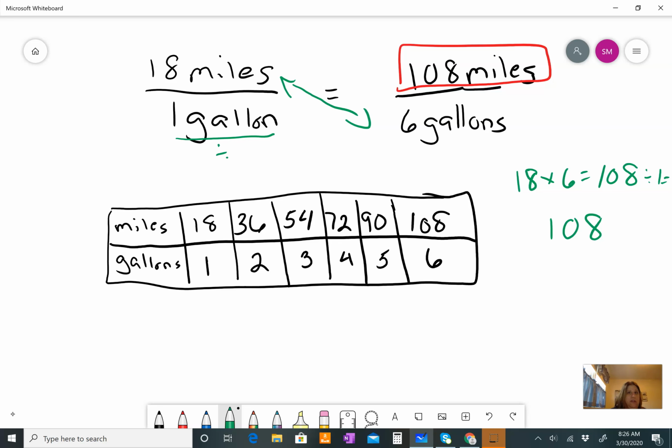Number 25. Again, pause the video because I'm just going to read through them. The cost of a book club membership at a bookstore is $5 for 2 years. How much would it cost for a 5-year membership? So we know it's 5 for 2, but you want to know how much it would cost for 5 years.